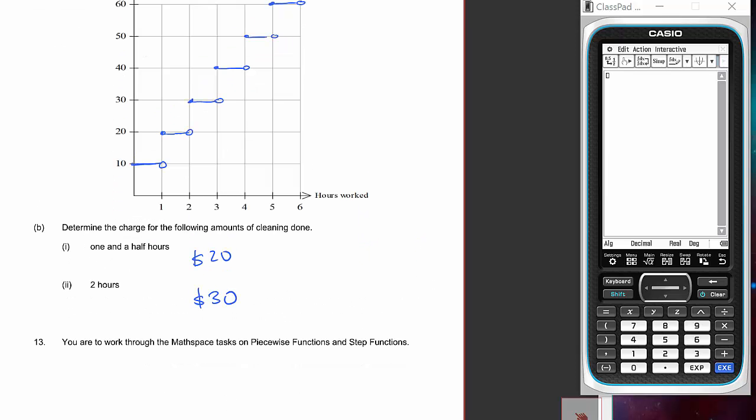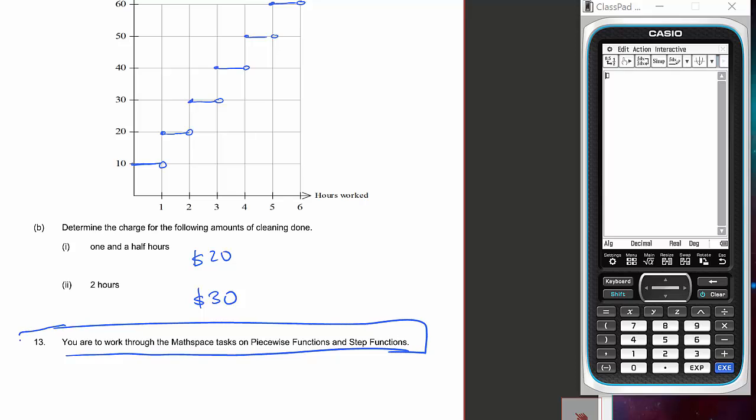So question 13 just says you're to work through the maths-based tasks on piecewise functions and step functions. So I suppose, I'm not sure we still have the membership for you guys. Actually, we probably do. So I will need to try and sort that out. But anyway, you should have seen enough in the actual task, and I'll get on to this.